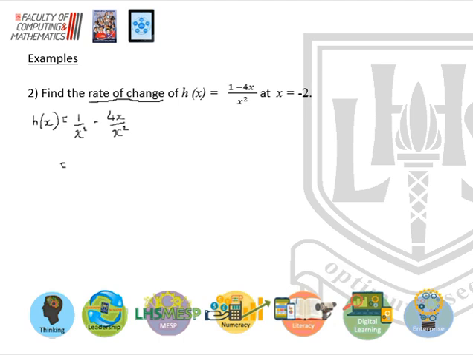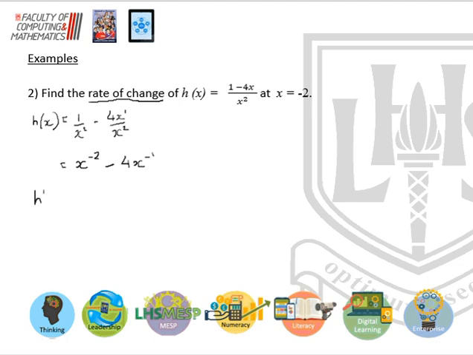Okay, 1 over x squared becomes x to the power negative 2. And then you've got minus 4 from your numbers, and then x to the power 1 divided by x squared. Taking away your powers gives you x to the power negative 1. Okay, now I'm good to go.